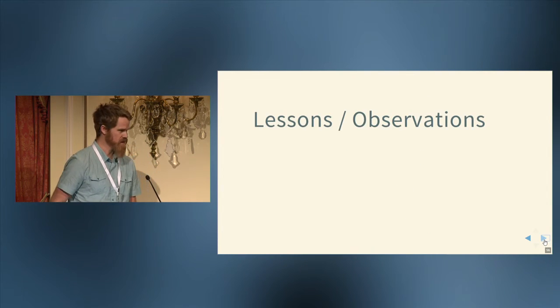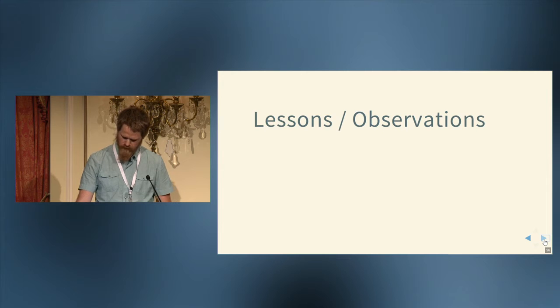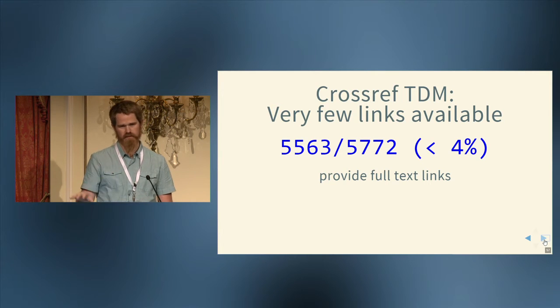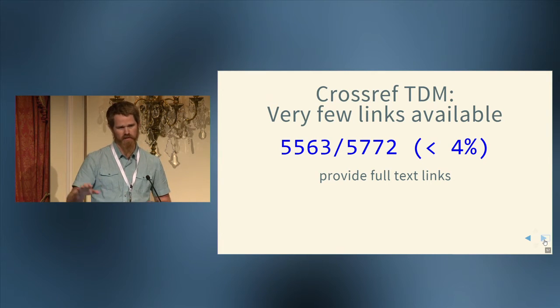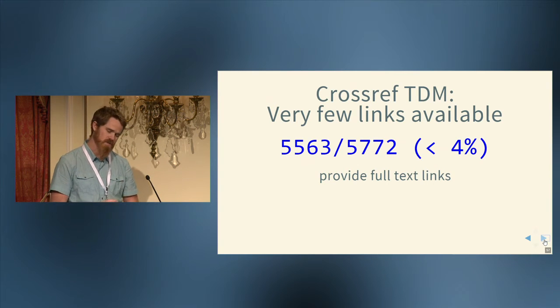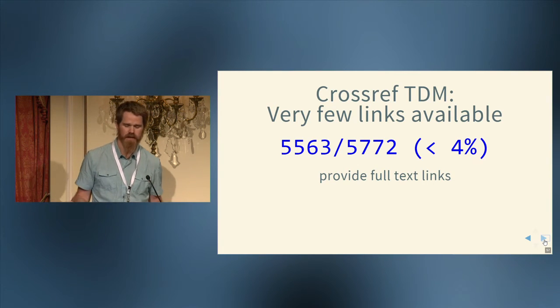So a few lessons and observations now. I've been working a lot with the Crossref Search API, and specifically trying to work out the workflow when you work with full text links. One of the first observations I noticed is that there are very few links available.